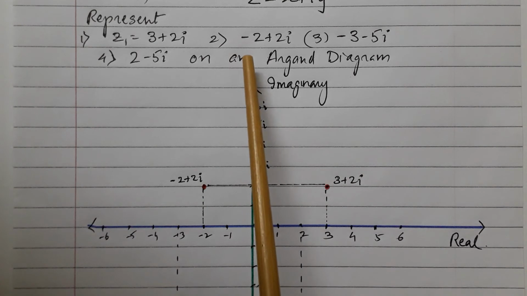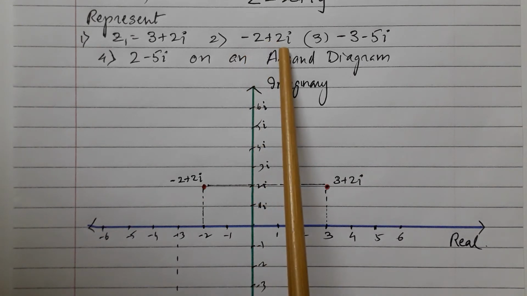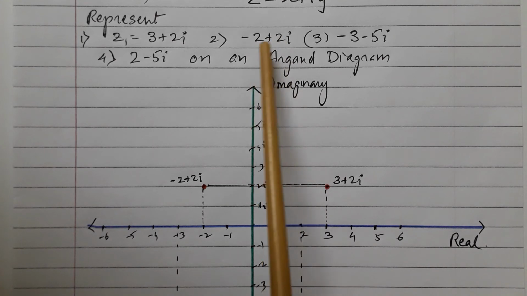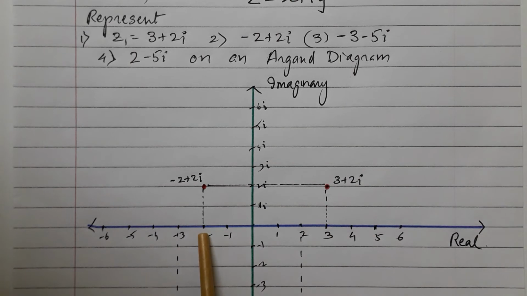Let us plot the second number, negative 2 plus 2i. x is negative 2 and y is positive 2. So this would be negative 2 and let's go 2 units up. So this point is the position of the complex number negative 2 plus 2i.